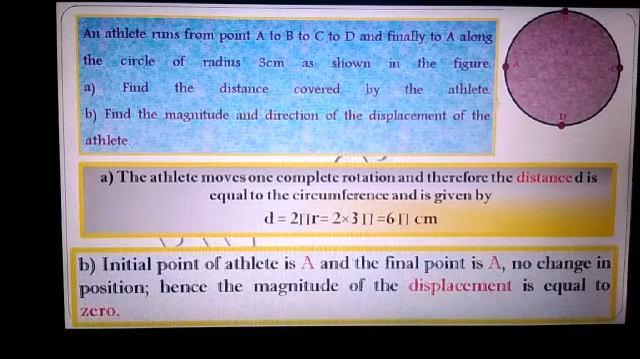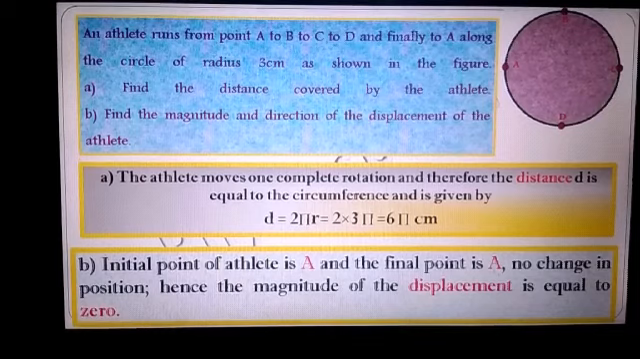Now displacement. Displacement is the difference between the initial and final point. And in this example, your initial point is A and final point is also A. That means the athlete ends the race at the point of starting. So therefore the magnitude of displacement is equal to 0. Now you have to understand this concept. If you start a journey at some point and end the journey at the same point, then displacement will be 0.